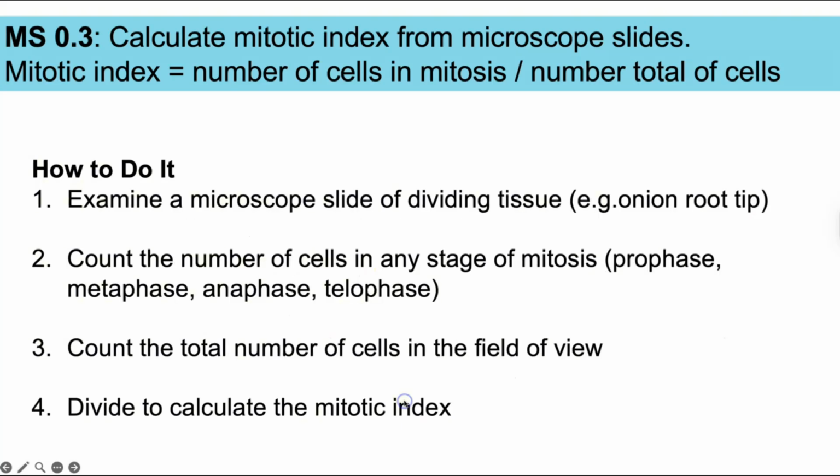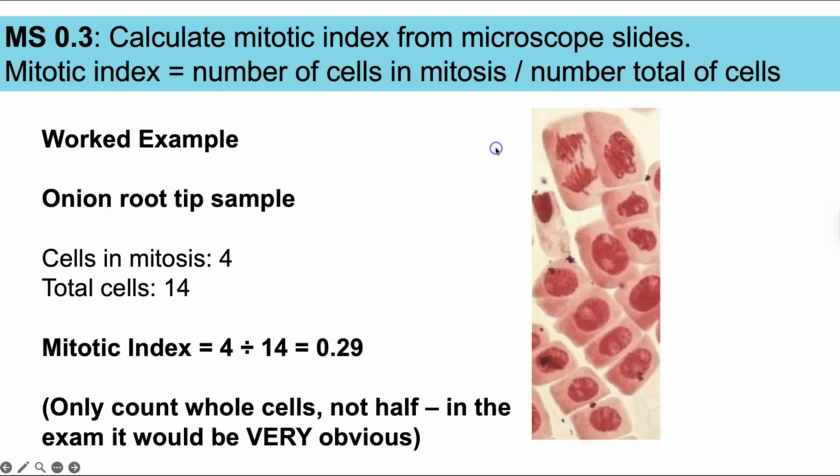So here's our formula. If we have a look at how you'd actually calculate this, then you'd need to examine a microscope slide that shows dividing tissue. So for example, it might be an onion root tip field of view from your required practical 2. You would then count the number of cells that you can see in any stage of mitosis, so whether it's prophase, metaphase, anaphase or telophase. Count the total number of cells you can find in that field of view, and then you'd use that formula: number of cells in mitosis divided by total number of cells.